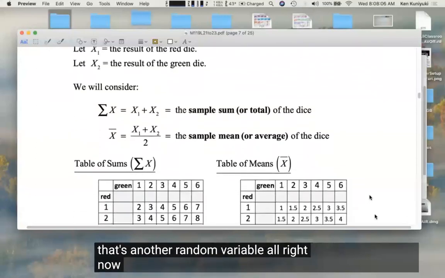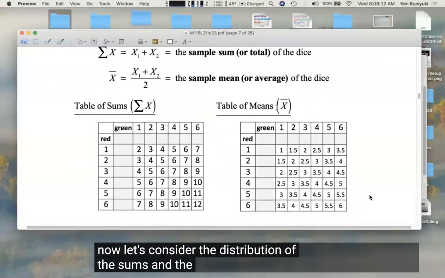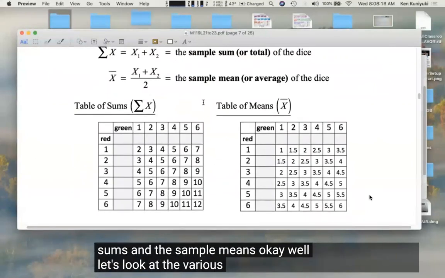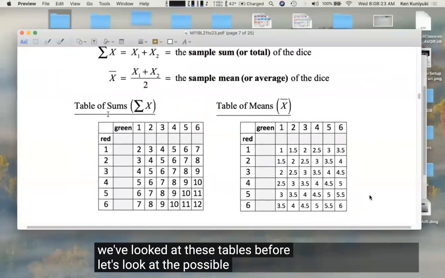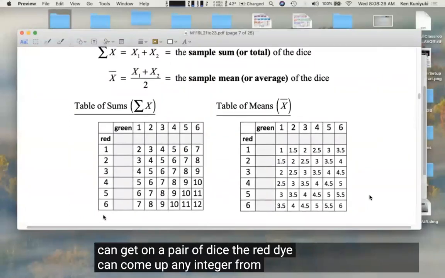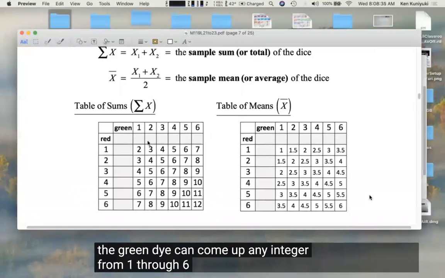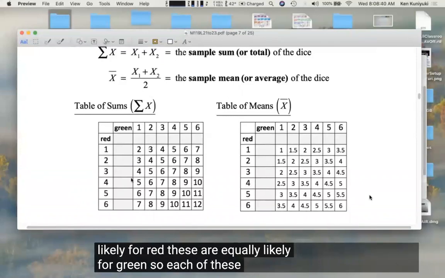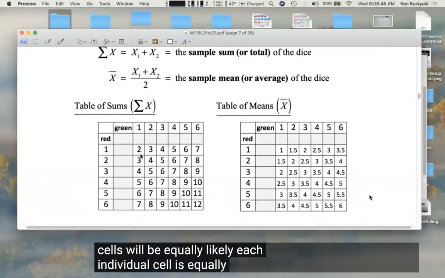All right. Now let's consider the distribution of the sums and the sample means, the sample sums and the sample means. Well, let's look at the various possibilities. We've looked at these tables before. Let's look at the possible sums that we can get on a pair of dice. The red die can come up any integer from 1 through 6. The green die can come up any integer from 1 through 6. These are equally likely for red. These are equally likely for green. So each of these individual cells will be equally likely. Each individual cell is equally likely.